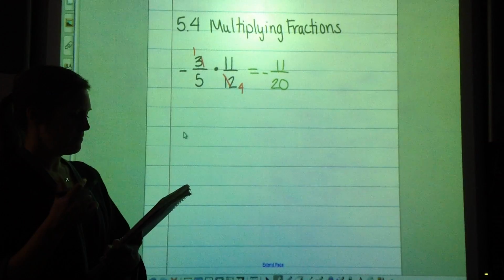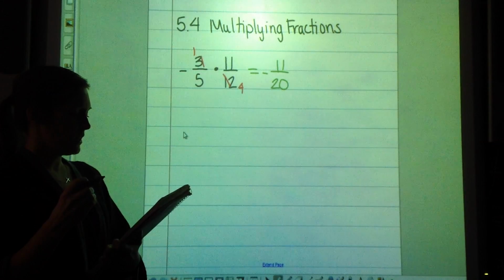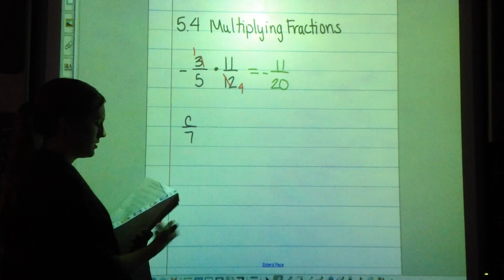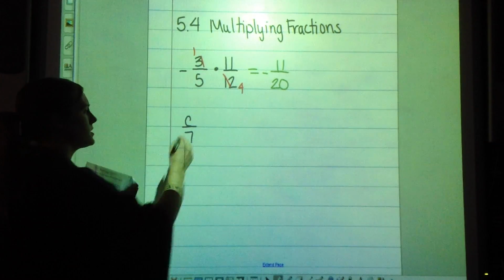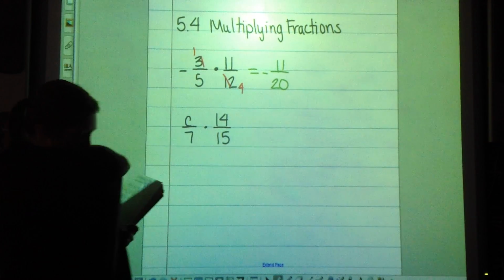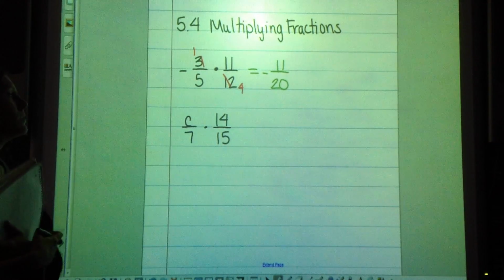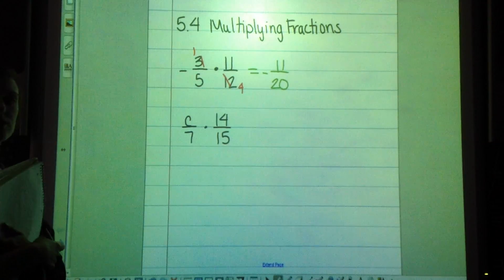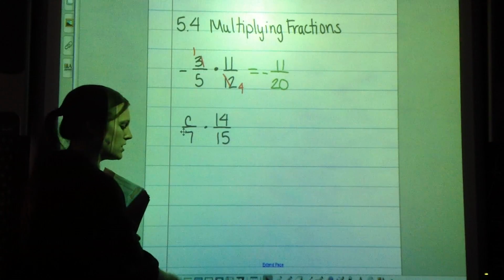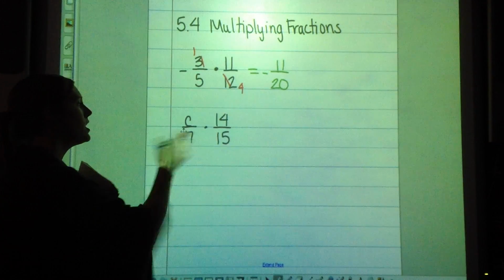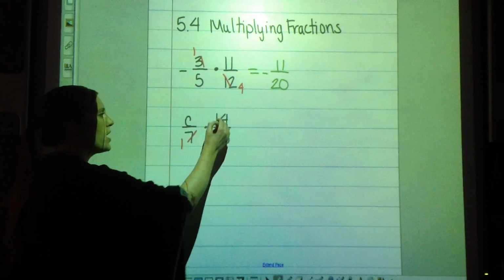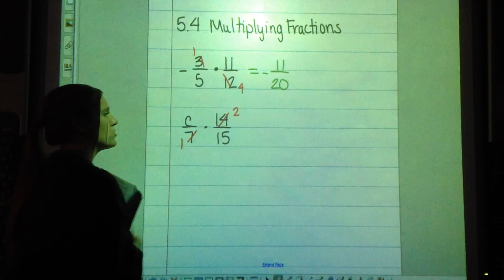Let's try, we're going to make some variables in here. Let's try c over 7 times 14 over 15. Just like before, we're going to see if we can cross reduce first. I see between 7 and 14, the greatest common factor is 7. I'm going to pull a 7 out of both of those. 7 divided by 7 is 1, and 14 divided by 7 is 2.